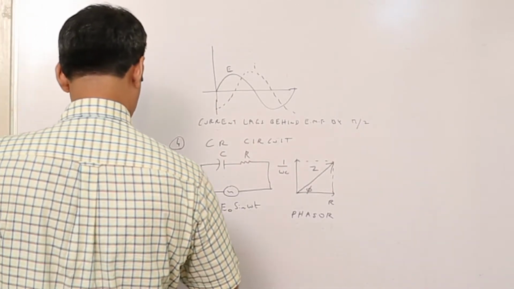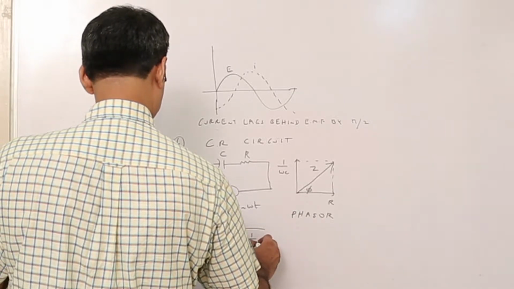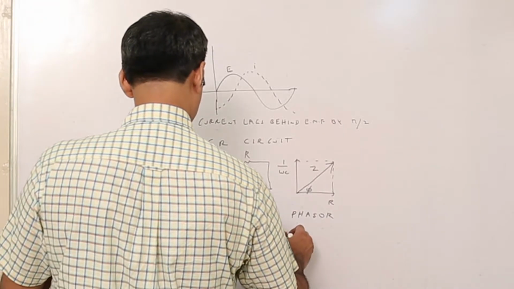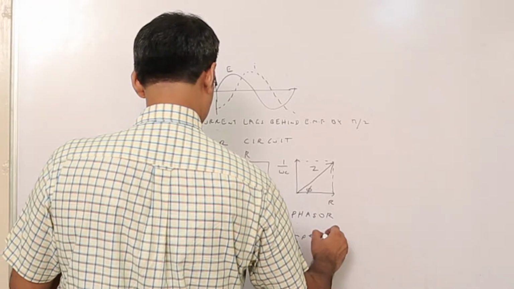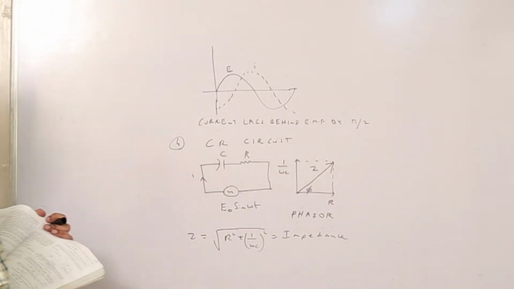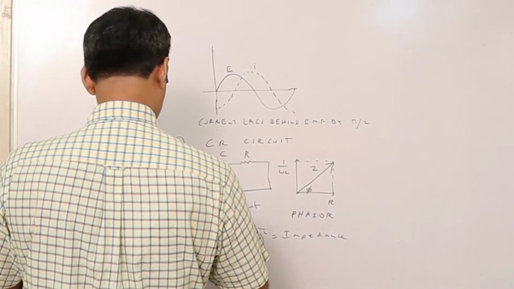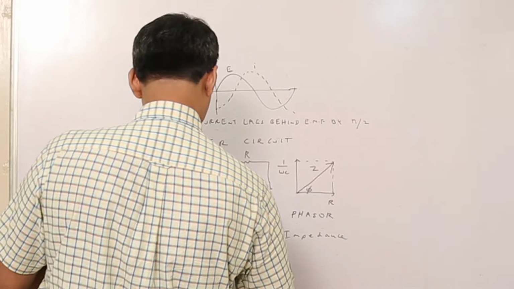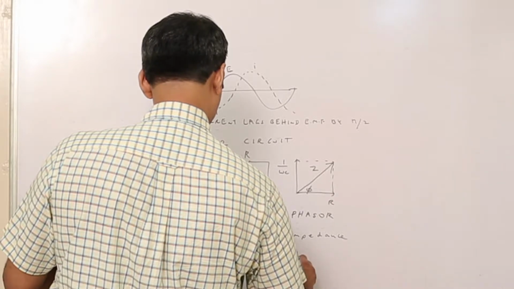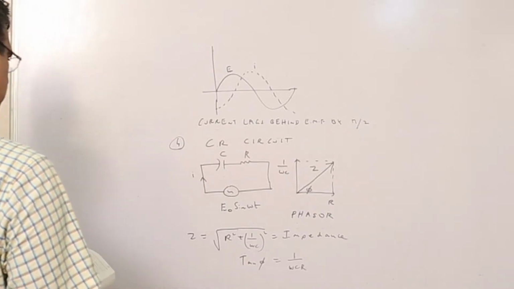fact Z is equal to root over R square plus 1 by omega C square is called the impedance of the circuit. So Z is equal to root over R square plus 1 by omega C square is called the impedance of the circuit, and this phase angle phi can be found out by using tan phi is equal to 1 by omega CR.